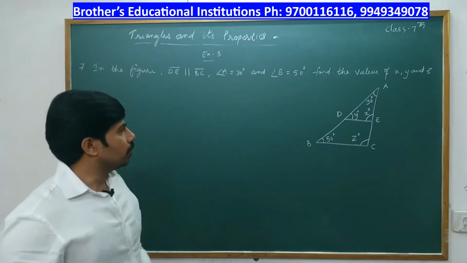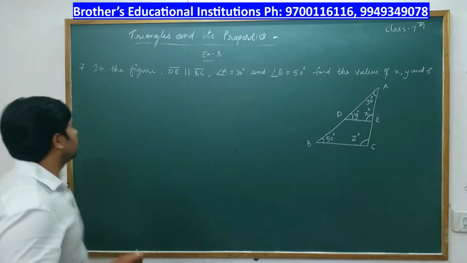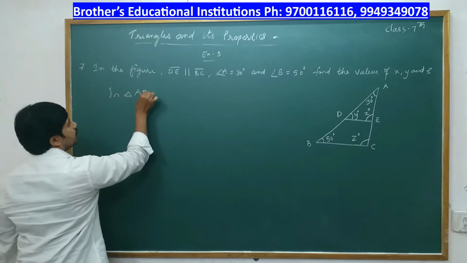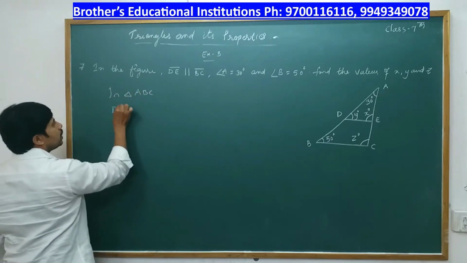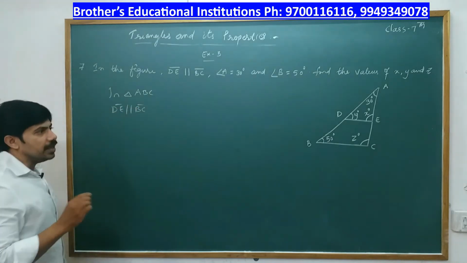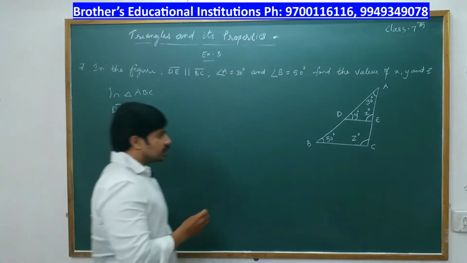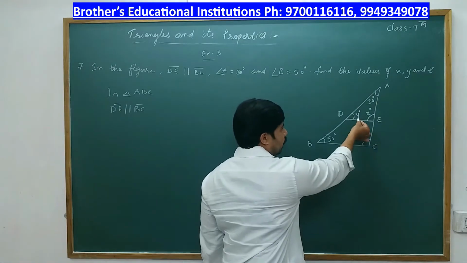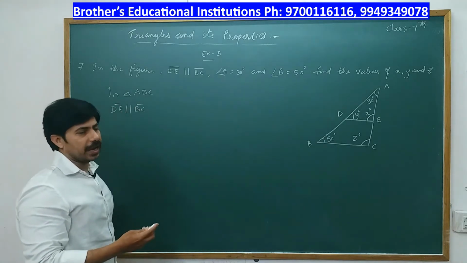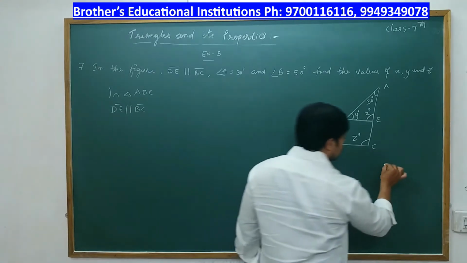Okay, so first what we do is, we mention this, that means in triangle ABC, DE is parallel to BC, right? So DE is parallel to BC, so angle Y is equal to angle 50. The reason is they are corresponding angles. So what are corresponding angles?